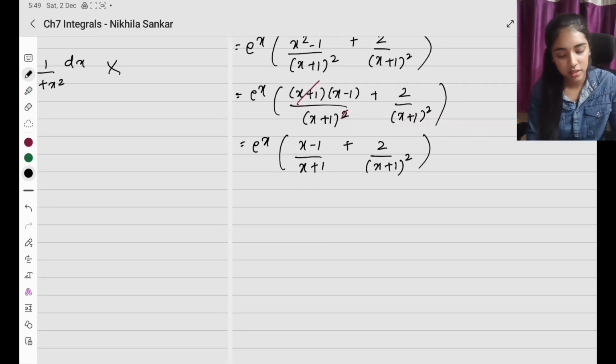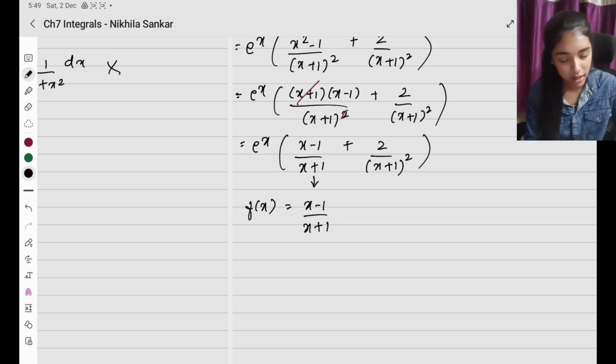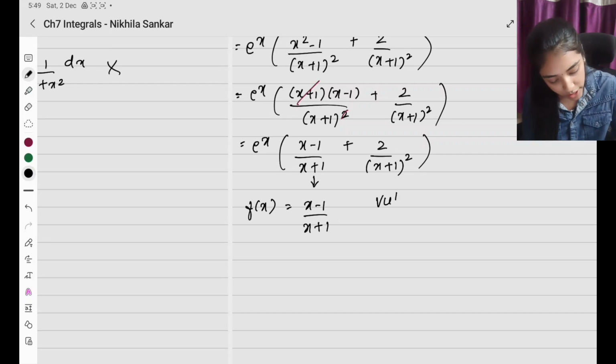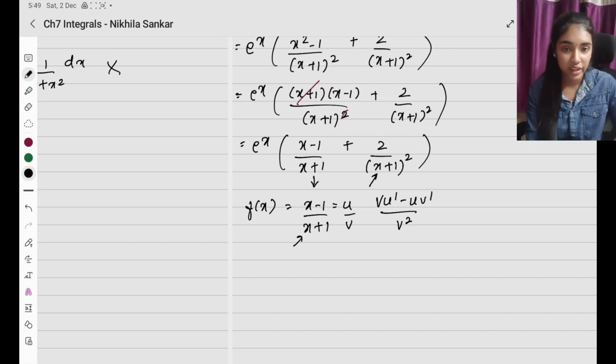Now what do I see here? Inge denominator la x plus 1 irukku. According to the differentiation formula, what do you know? F of x is equal to x minus 1 divided by x plus 1 irundhuduna, what is your formula? V u dash minus uv dash divided by v square when your question is u by v. So divided by v square na I can get x plus 1 the whole square, so that is there here. So we have verified the denominator.